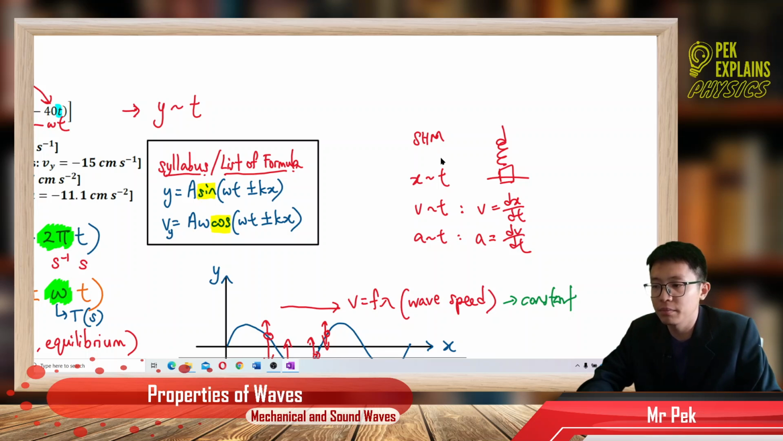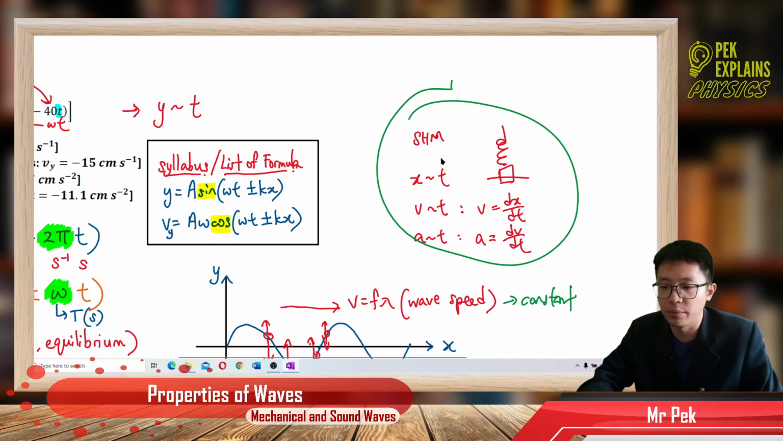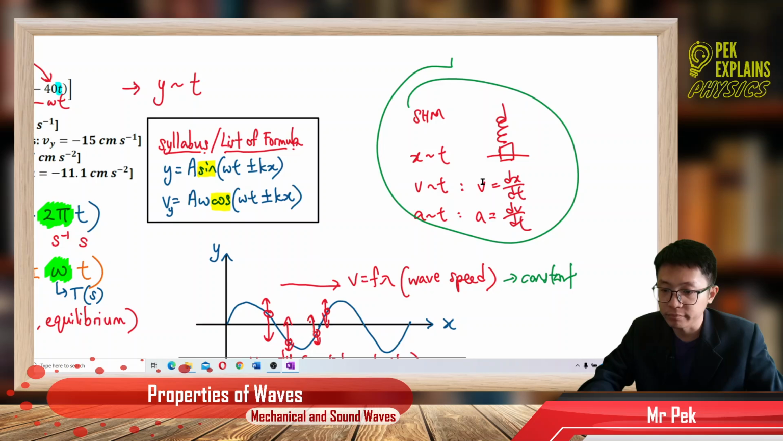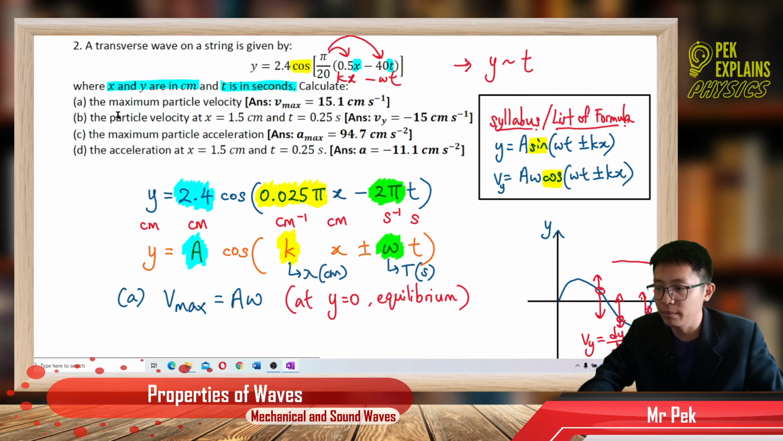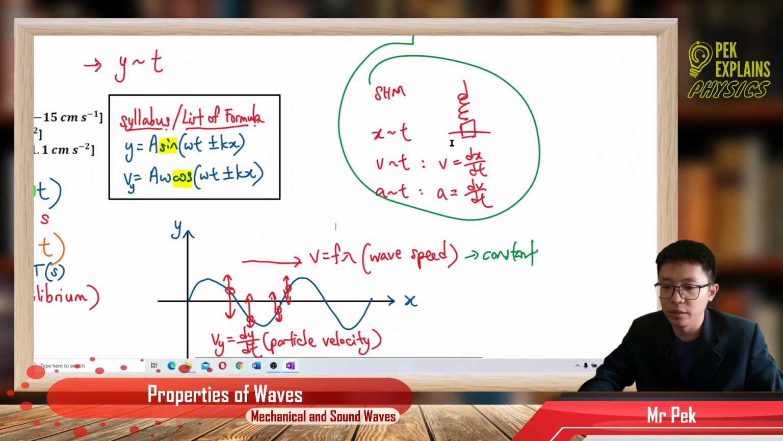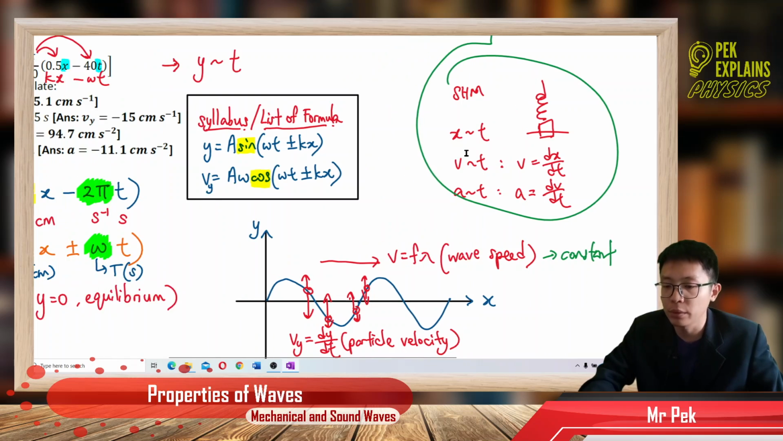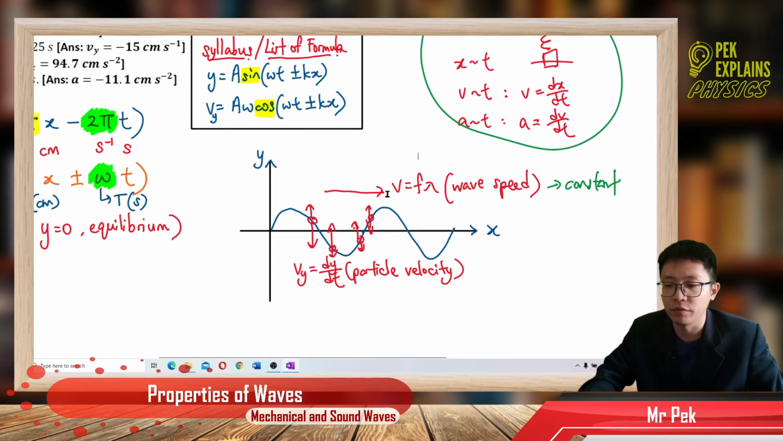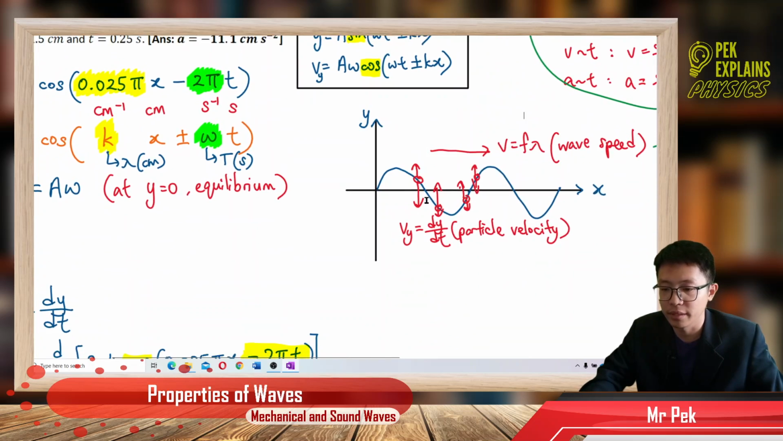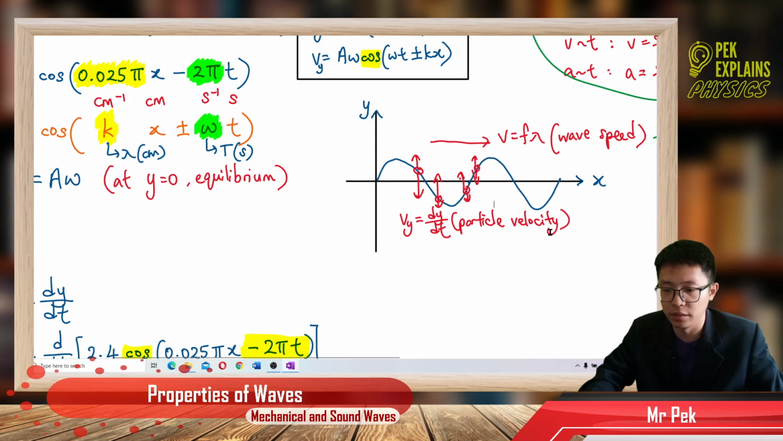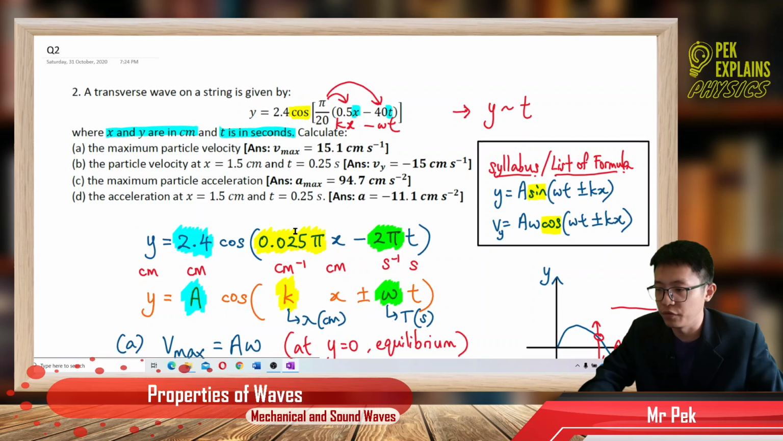So we use back the same thing here. We are talking about the same thing here. So we are talking about particle velocity. We need to differentiate from the displacement equation to get velocity, and differentiate from the velocity equation to get acceleration. That's what we're going to do. We're not going to find v equals f lambda. We want to find the particle velocity, so we need to differentiate.